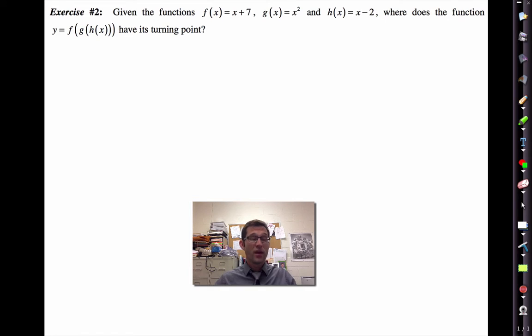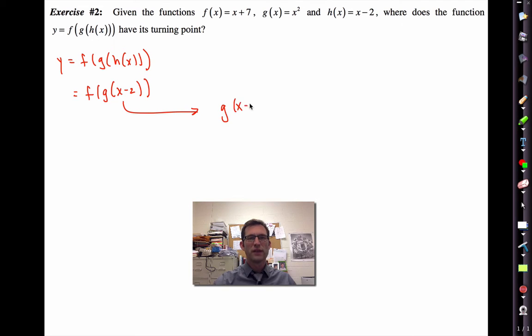All right, well, I don't know about anybody else, but what I'm going to do is figure out the formula. So let's figure out what y equals f of g of h of x actually looks like. Well, that's going to be f of g of what? What's h? Oh, h is x minus 2. So maybe I'll pop this out here and think about what g of x minus 2 is. Well, that would have to be x minus 2 squared.